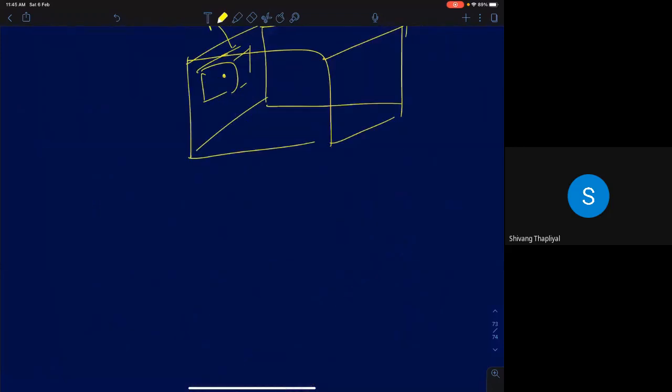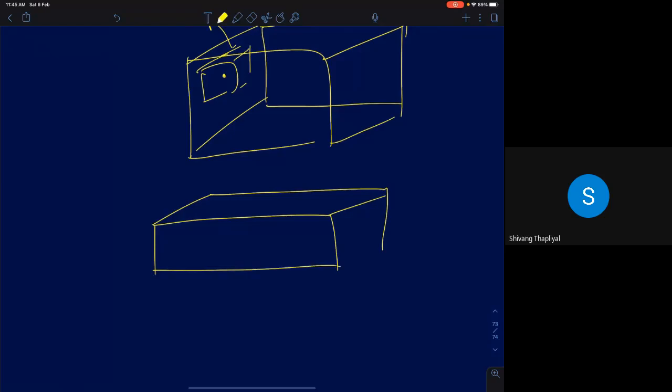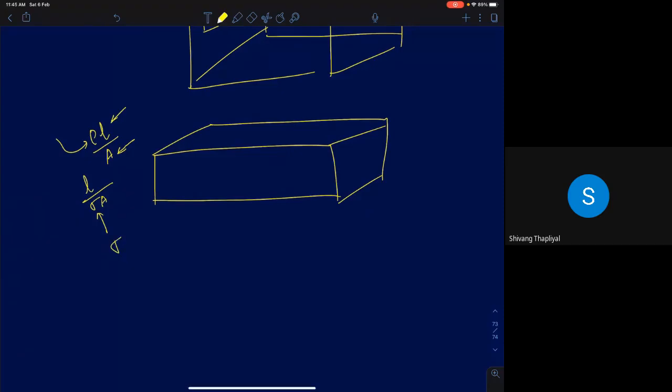What does resistance also depend upon? If you take a semiconductor, what does resistance depend upon? Length and cross-sectional area, right? It's ρL upon A. It depends on length, cross-sectional area, and resistivity, or L by σA, your conductivity. This conductivity σ depends on your mobility and the number of carriers you have for conduction. So I can tweak all these parameters and design a resistor on chip.